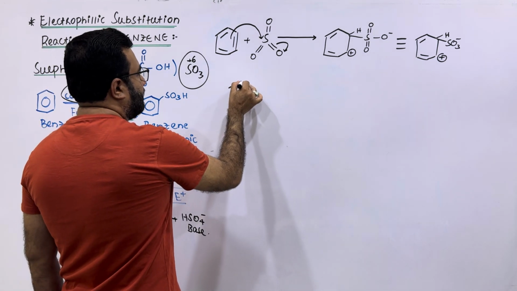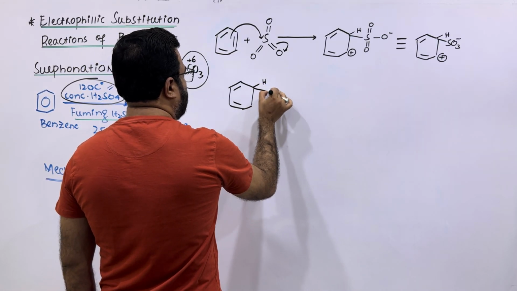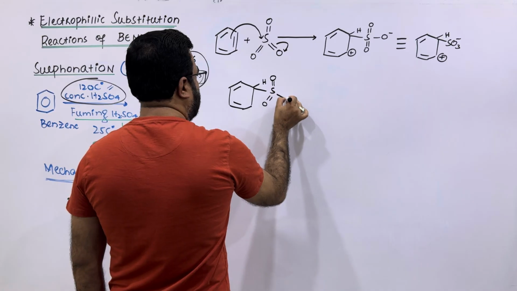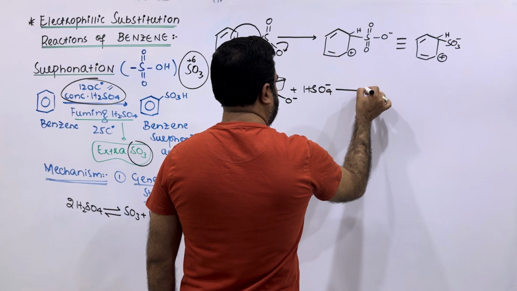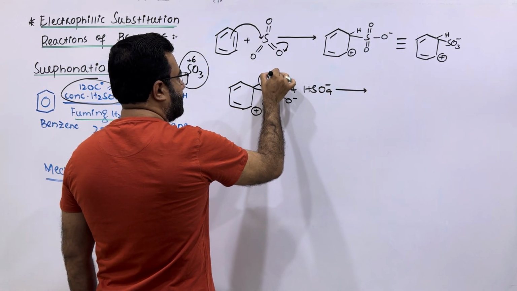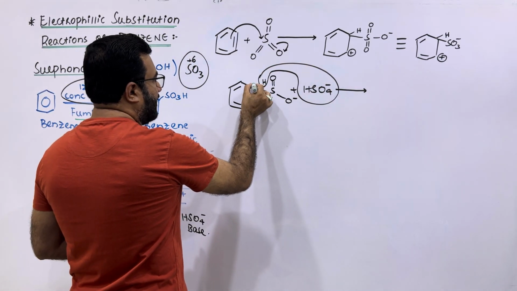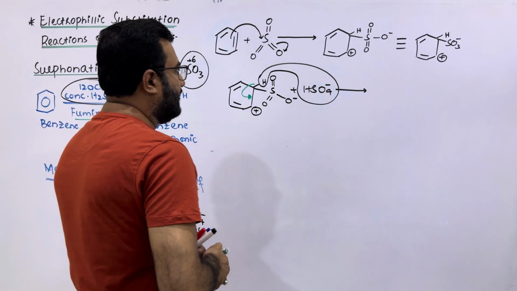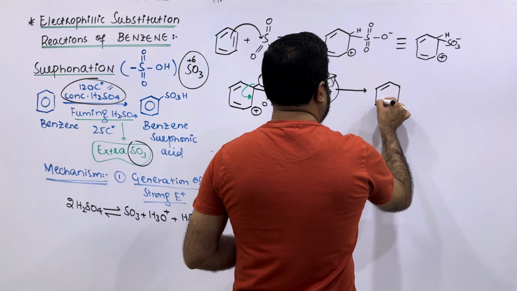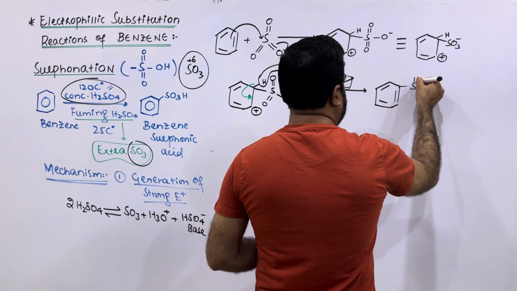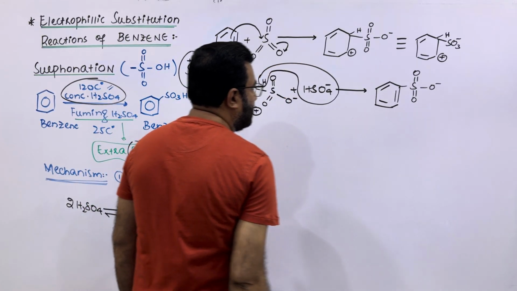Now, in the last step, the base which was produced in the first step will play its role. And my dear students, it will attach this hydrogen with it, and the bond between carbon and hydrogen will be shifted inside the ring. Finally, this carbonium becomes neutral, but still this SO3 group carries the negative charge.